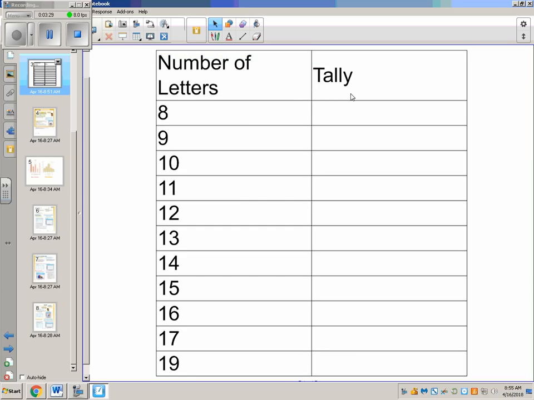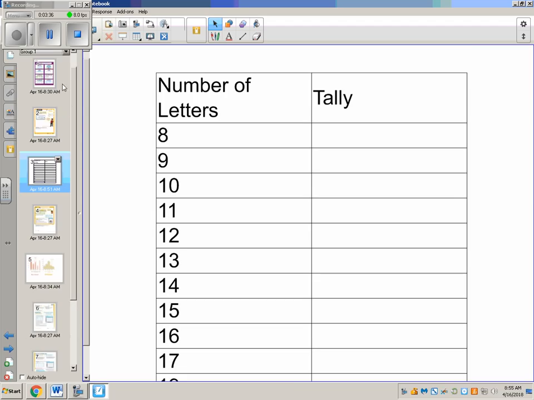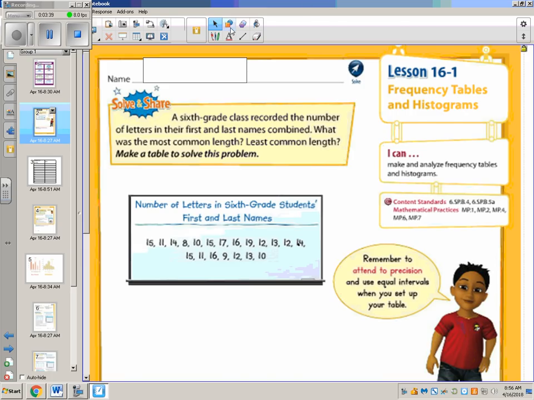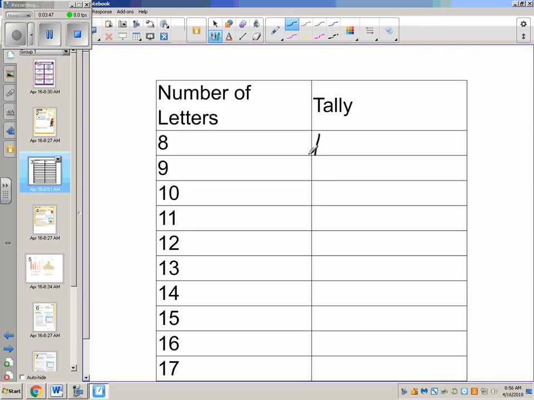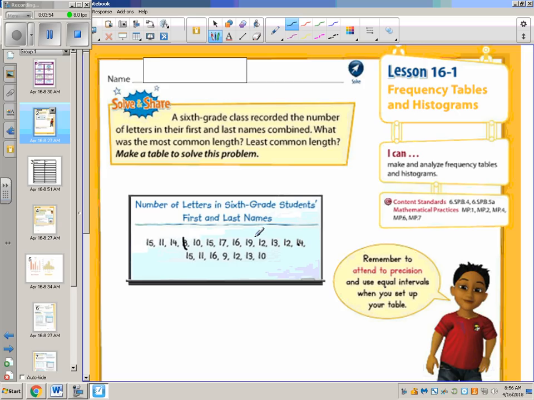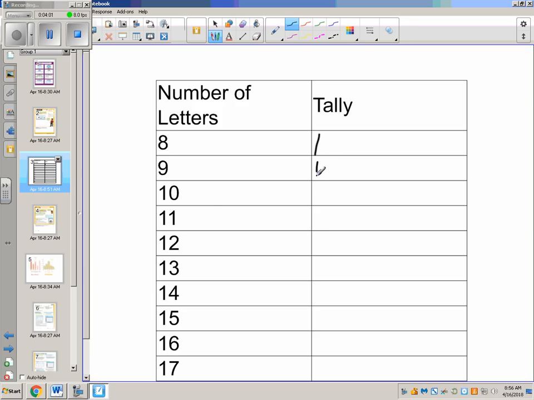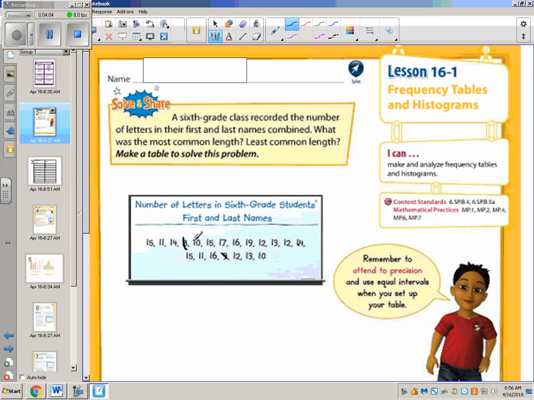The next thing I'm going to do is I'm going to go through and count and make tallies of how many people had each of these letters in their name. So when I look at this page, I'm going to go through and count. So when I look, there is one number 8 that I see. So I'm going to put 1 tally mark. I know that's really crooked. I'm trying to write with my mouse. I apologize. For number 8, then I'm going to go through and count how many people had 9 letters in their name. So again, there's 1. I think it's super helpful to go through and mark out the numbers as you use them. That way, when you're done, you can make sure you've used them all.